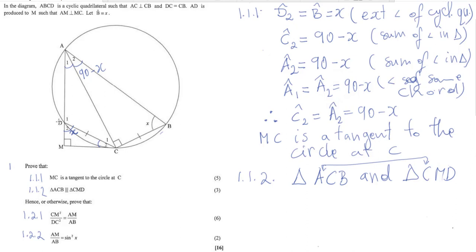B, okay, D or C, DM. So we have to prove that these two angles are equal. How do we prove it? Can we start with that one? We'll see. Okay.